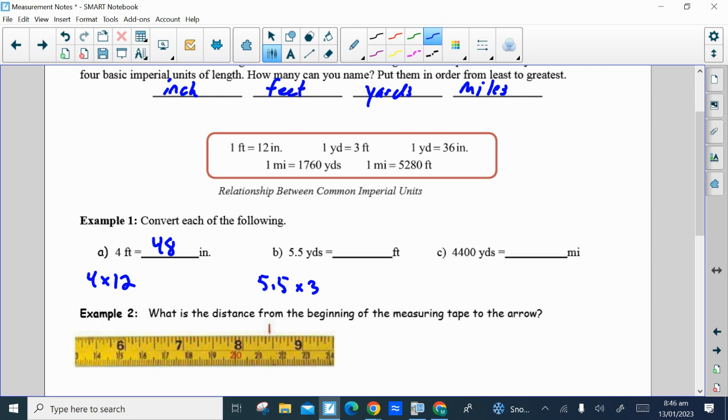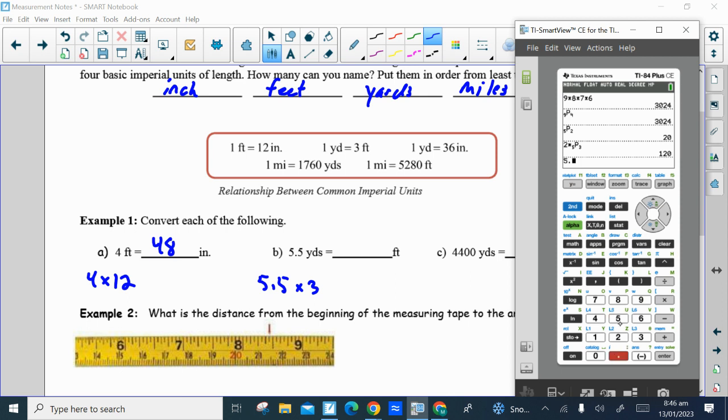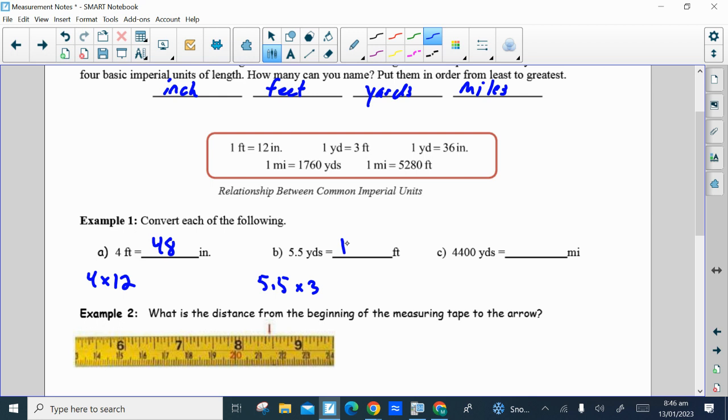Okay, so 5.5 is the number of yards, and there are 3 feet in every yard, so that's what we're multiplying by, 3. So 5.5 times 3 is 16.5 feet.